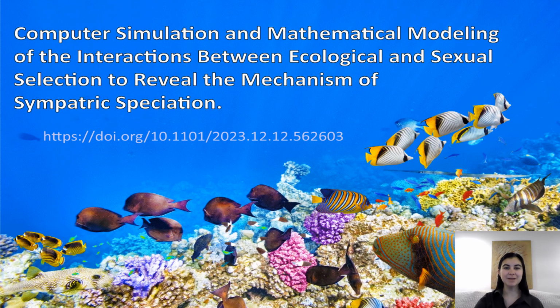Hi, my name is Lauren Geek, and I am here to present the findings of our paper entitled Computer Simulation and Mathematical Modeling of the Interactions between Ecological and Sexual Selection to reveal the mechanism of sympatric speciation. The focus of our lab is to use these methods of computer simulation and mathematical modeling to unpack some of the mystery behind the evolutionary mechanism of sympatric speciation.